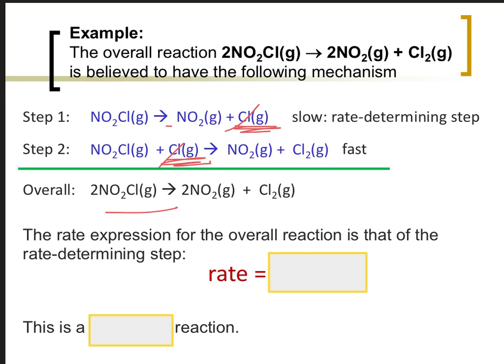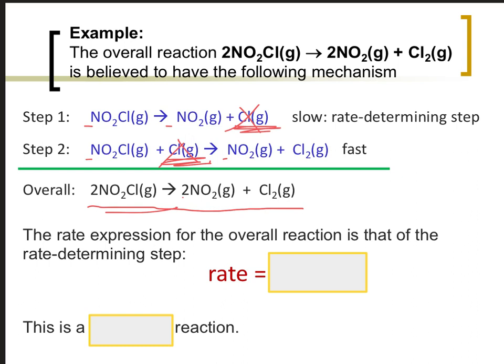And then we're producing the nitrogen dioxide and chlorine. Notice how I produced 2 moles of nitrogen dioxide altogether. So we have 2 there. And we also used 2 of this reactant, the NO2Cl. So for my overall reaction, I'm looking at the 2NO2Cl producing the NO2 and the Cl, which is just basically canceling out this intermediate of the chlorine.